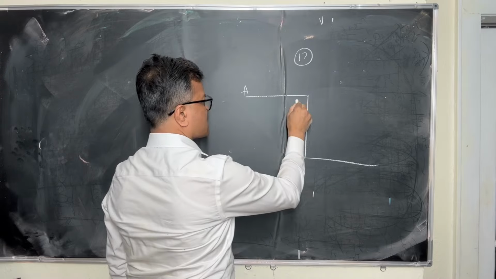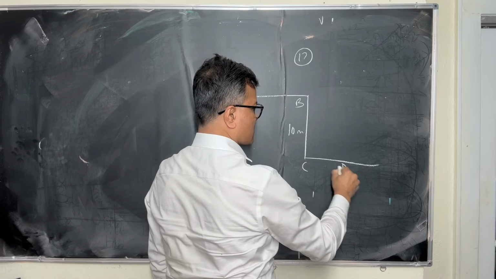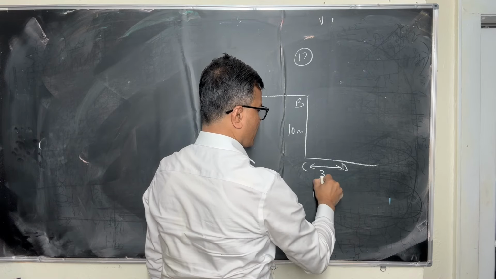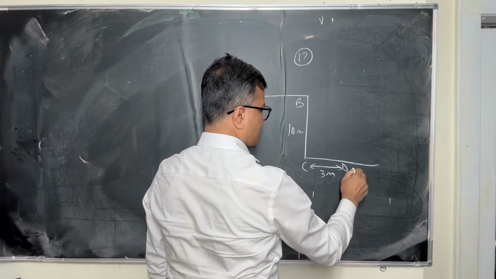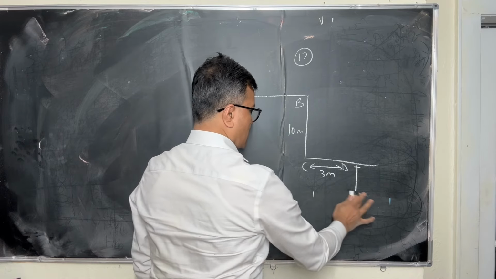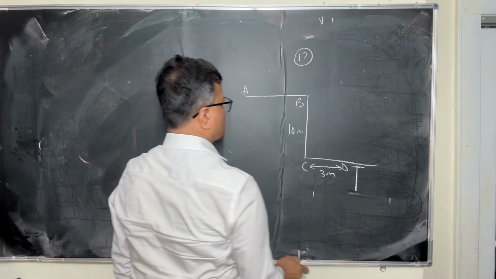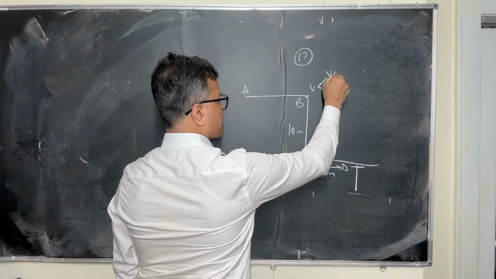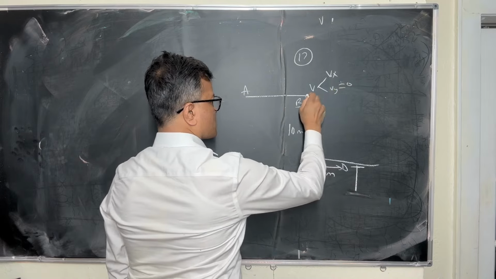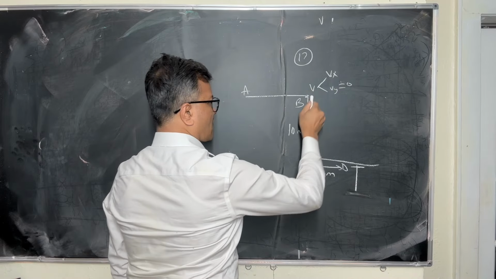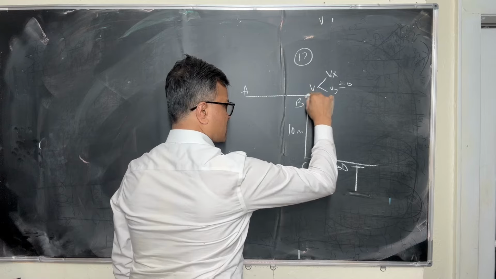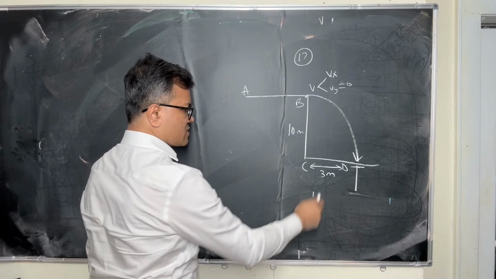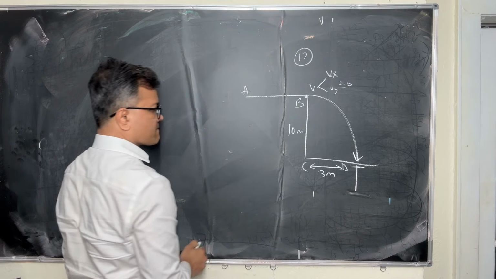Okay, all right, so that's a 10-meter tall building. This is location A, this is location B, this is location C, this is location D. C to D is 3 meters, and the target is right here. So what would be the velocity at location B? Vy is 0, of course, so this projectile will hit the target, which is 3 meters away from location C.